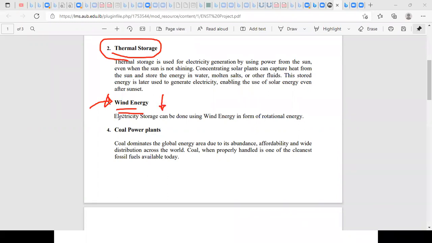Another topic of interest is coal power plants. We'll see together, as shown in the outline, that one part of the course will study fossil fuels. Fossil fuels are one of the most used sources of energy nowadays, but they present a lot of disadvantages.